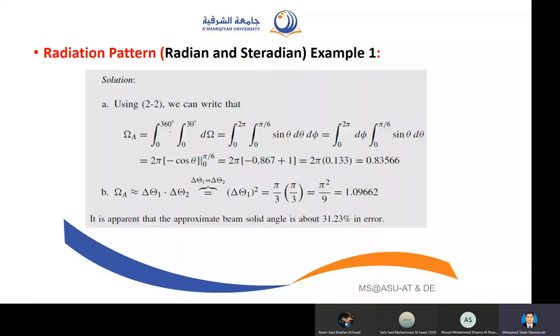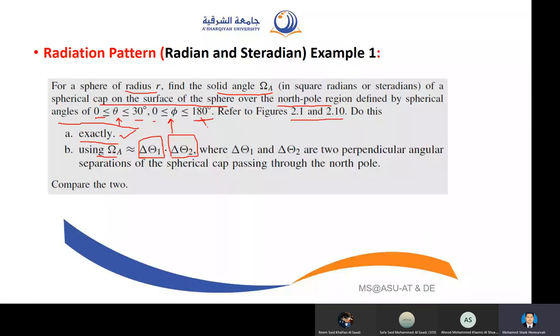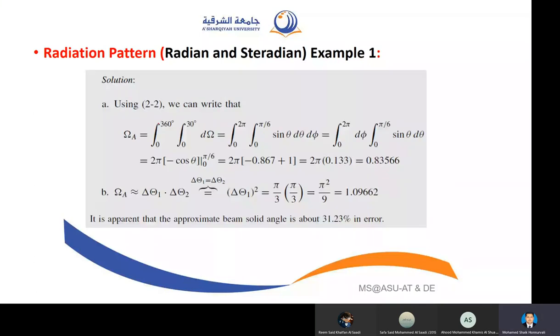Okay, I think there is a mistake here, please. In the question, please change this 180 to 360. If you want to keep it 180, it's okay, the answer will be a little bit different. But since the solution is done using 360, I will change the question here. Phi angle is 0 to 360.